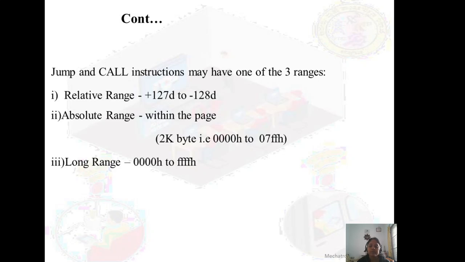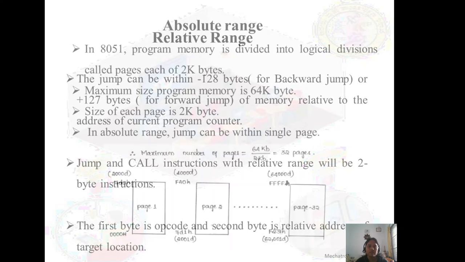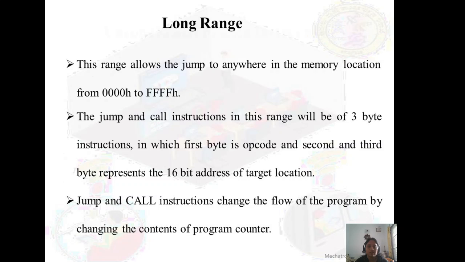Understood? But in case of absolute range, as I told you, first will be the opcode and the next will be your address. Understood? These are the 3 ranges that we are having in the 8051.